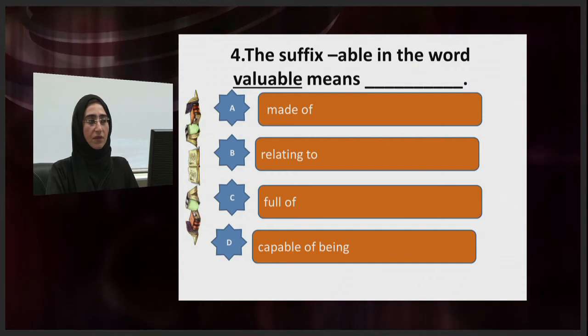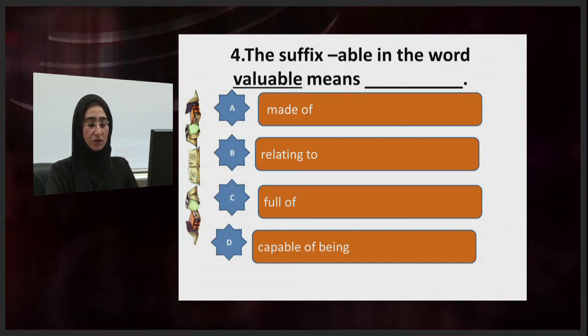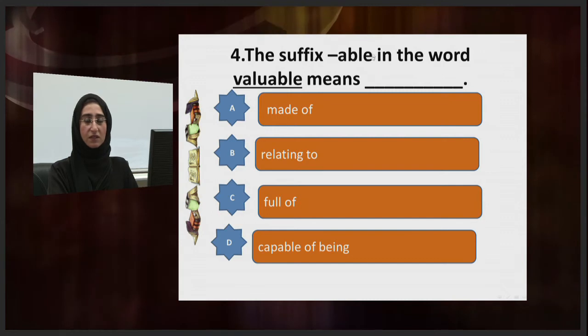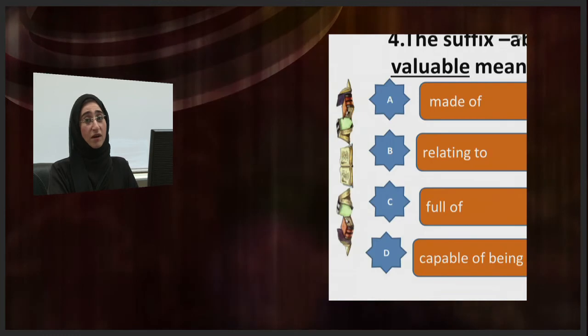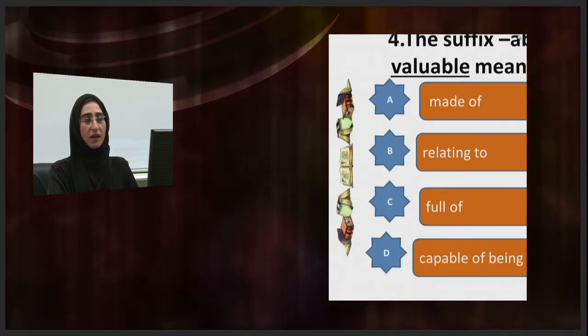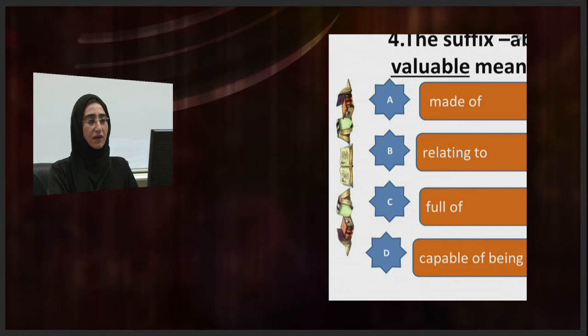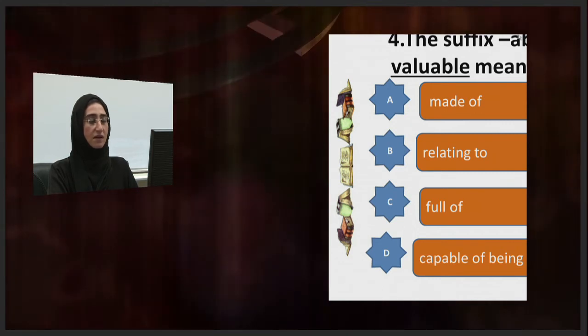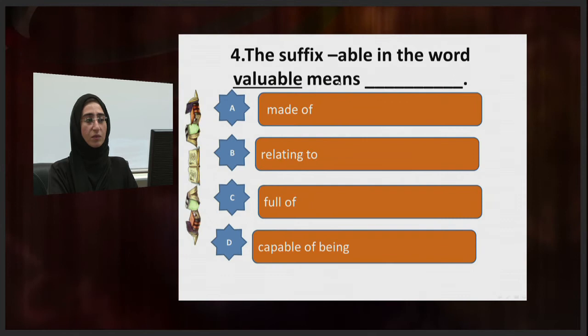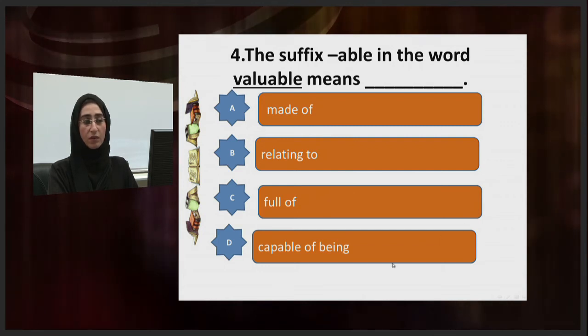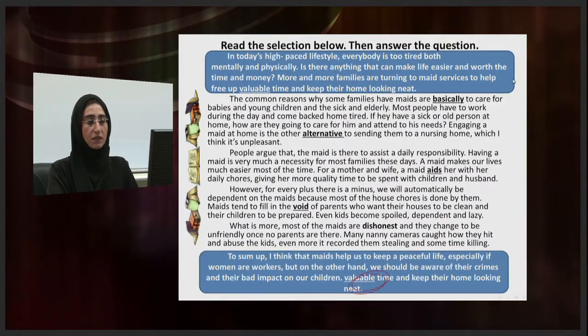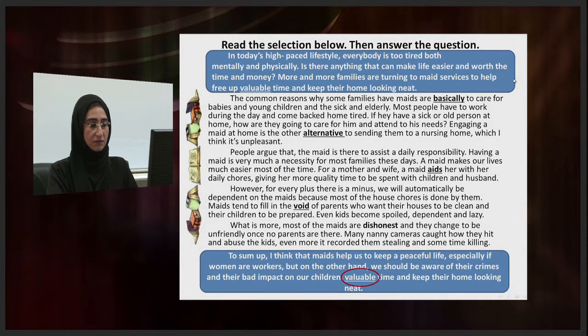Here, the suffix able. As I told you before, sometimes we face these questions and you need to memorize the answers. So this will be helpful and never waste your time trying to guess. So the suffix able in the word valuable means: is it made of, relating to, full of, or capable of being? So let's go back to the text itself.